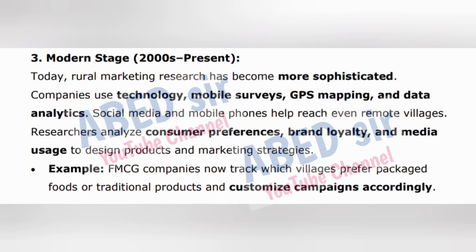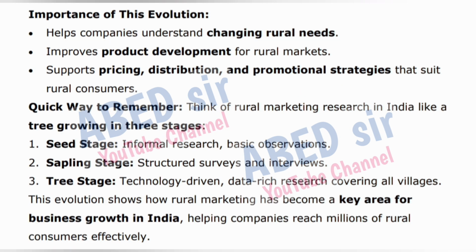Researchers analyze consumer preferences, brand loyalty, and media usage to design products and marketing strategies. Example, FMCG companies now track which villages prefer packaged foods or traditional products and customize campaigns accordingly. Importance of this evolution. Helps companies understand changing rural needs. Improves product development for rural markets. Supports pricing, distribution, and promotional strategies that suit rural consumers.